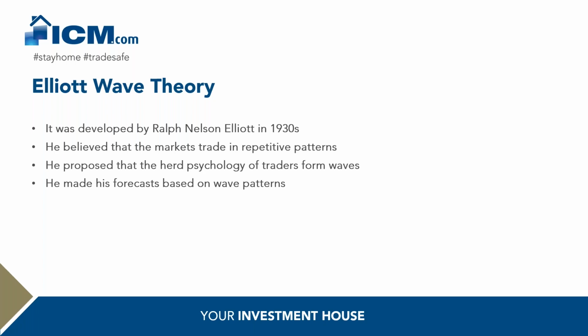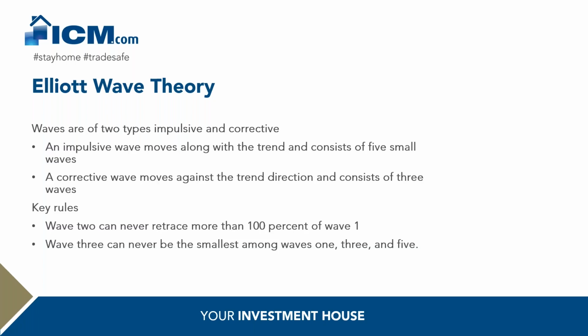So practically, what does the theory say? Market moves in waves, impulsive waves and corrective waves. Impulsive waves move with the trend and consist of 5 smaller waves, and these smaller waves consist of also smaller waves. And corrective waves move against the trend and consist of 3 waves.